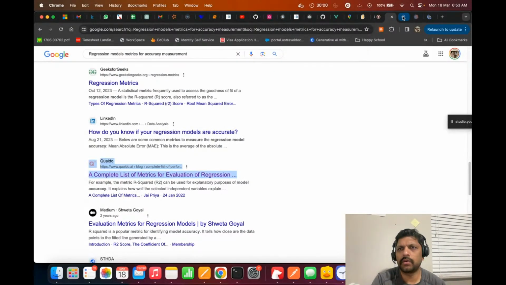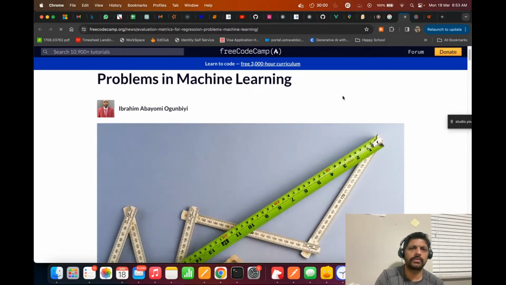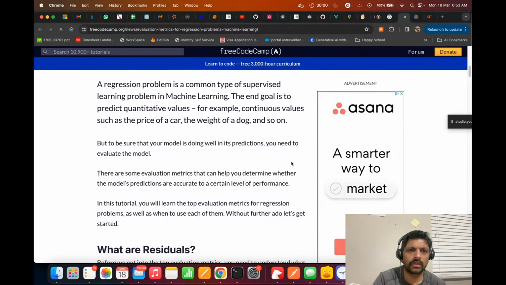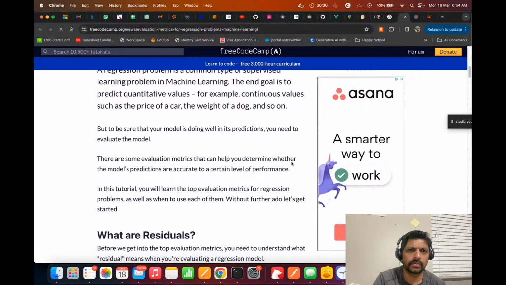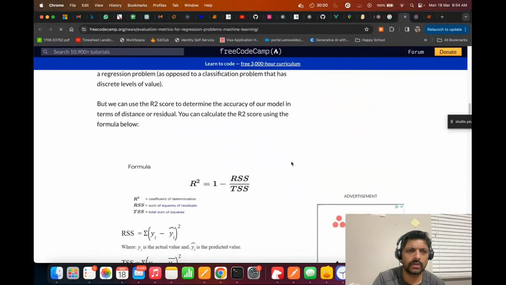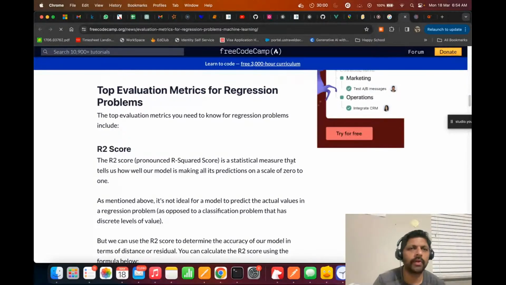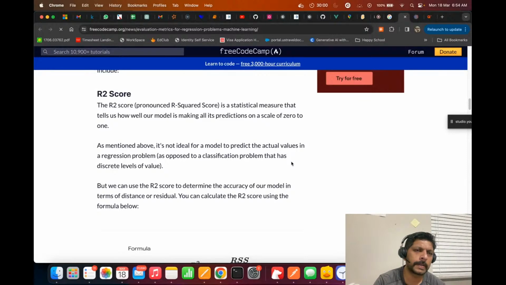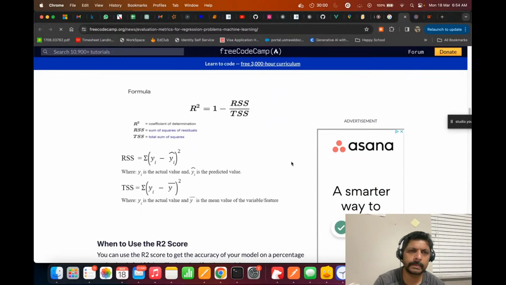Okay, let's see now. Top evaluation metrics. I cannot find the bracket. Regression problem is a common type of supervised learning. Residual. Okay, I directly jumped into top evaluation metrics for the question. Found it. R-squared is a statistical measure that tells us how well a model is on scale. Not that one. Not this one. First, first.